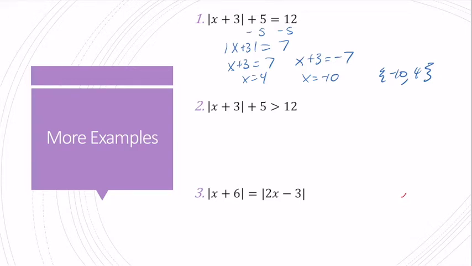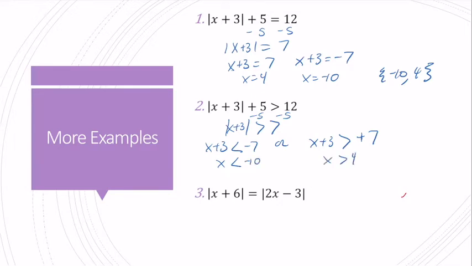Now I've got a greater than symbol. Greater than uses or, meaning union. So I'm going to subtract 5 from both sides. I have x plus 3, and the absolute value of that is greater than 7. So that means that x plus 3 is less than negative 7, or x plus 3 is greater than positive 7. I solve for both sides. I get x is less than negative 10, and x is greater than 4.